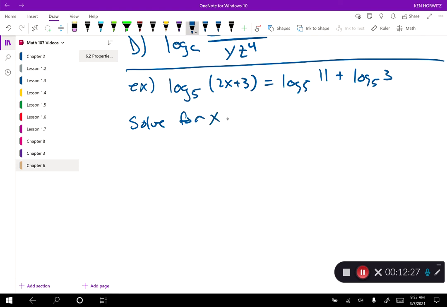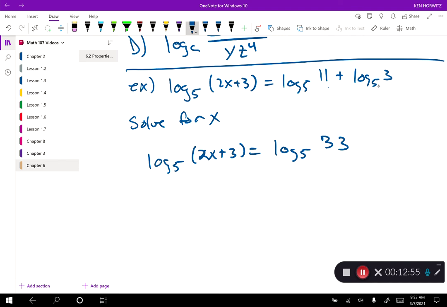Now the first thing I want to do is look at the right side, and I say it's going to be very easy for me to combine that into a single log. So I'm going to keep the left side the same, the log base 5 of 2x plus 3. And that equals the log base 5 of 11 times 3, which is 33. So I basically used my product property.